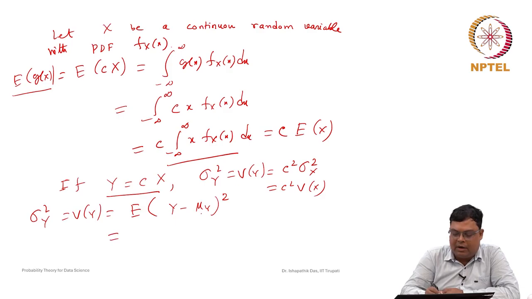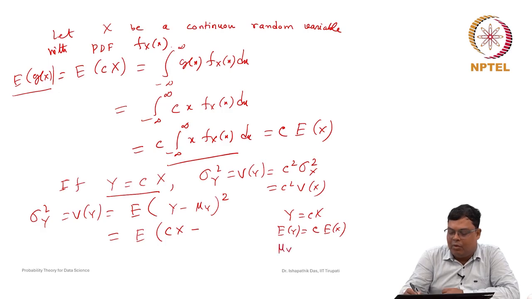So, then mu y is the mean of the random variable y, which is equal to the expected value of y. Because y is c x, if you take expected values of y, just now we have shown c into expected value of x, which implies mu y is equal to c into mu x. So, that is why we write c x minus c into mu x whole square.